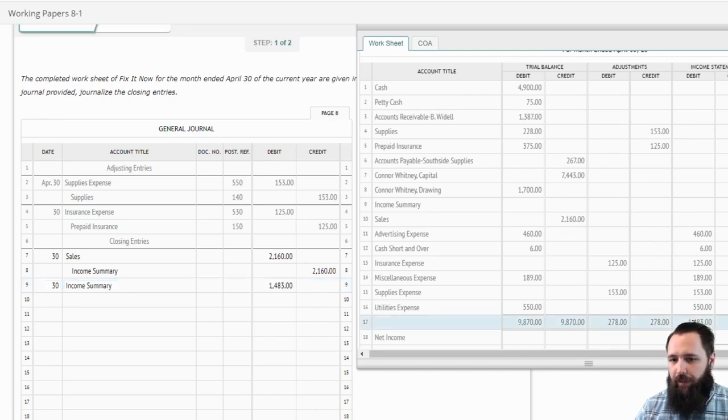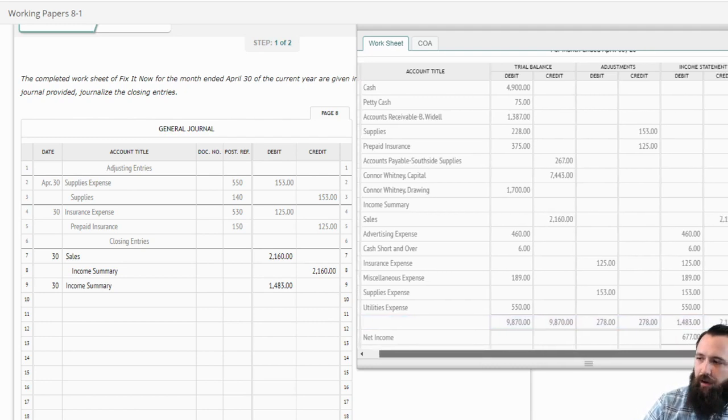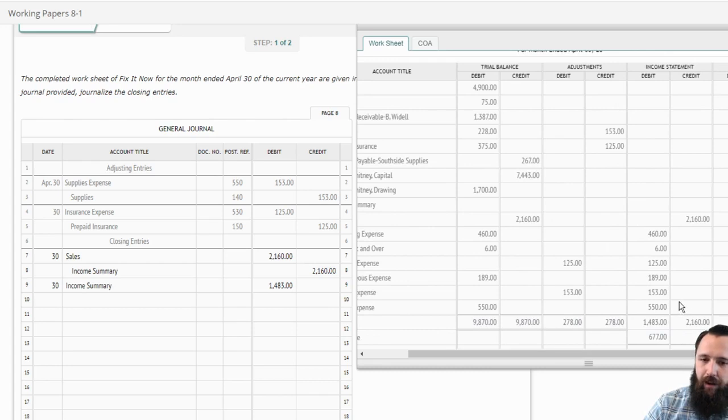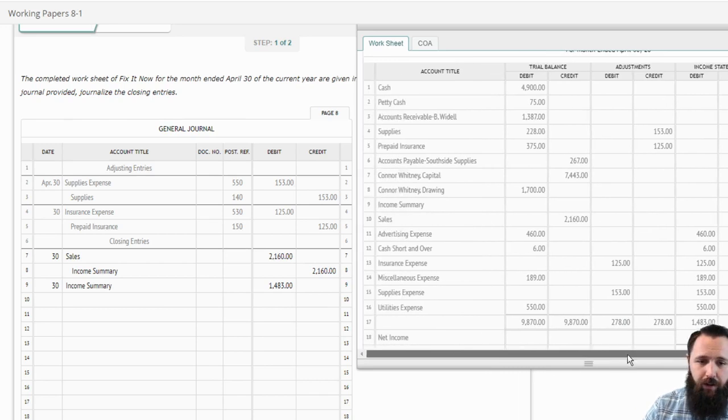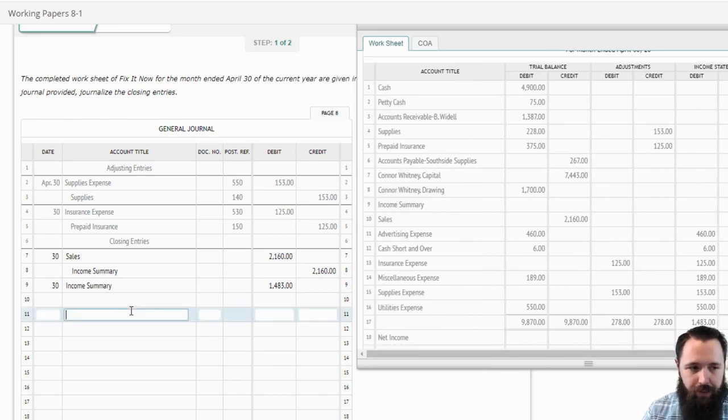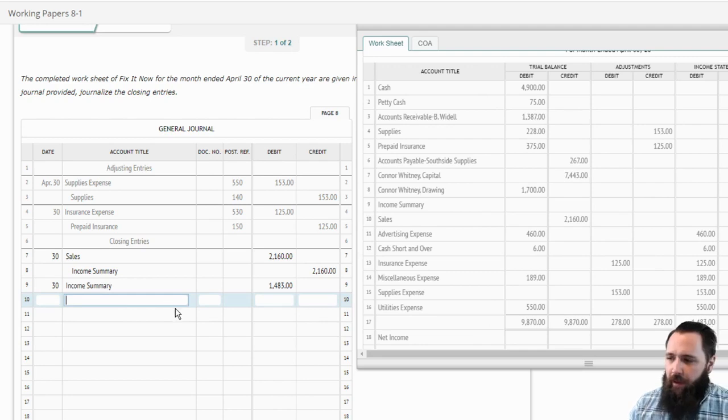You guys see where I got that? It's the same number that we used to calculate out our net income. We have revenues, and then we have expenses. So I can just take that $1,483, or I could add them all up. It's totally up to you. Then we're going to write out all of these expenses. So let me go ahead and do that.